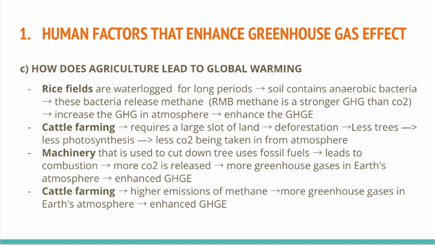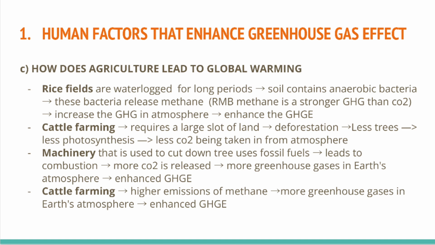And then you have cattle farming. Cattle farming requires a large plot of land, and to acquire this, you need deforestation. This means less trees, less photosynthesis, less CO2 being taken in from the atmosphere. And then you have machinery that is used to cut down these trees in the first place. And this machinery uses fossil fuels. Again, combustion, more CO2, more greenhouse gases, and onwards.